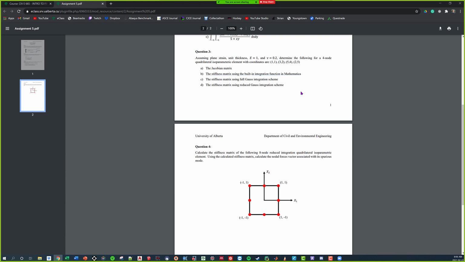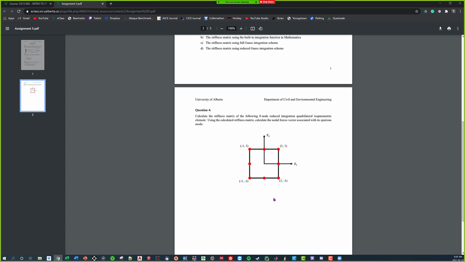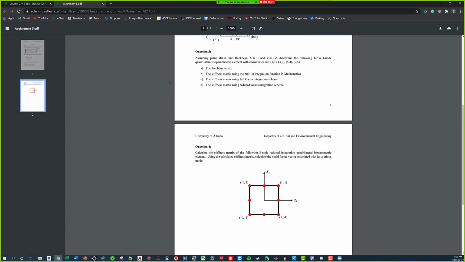Question number 3, we are going to do together in class today, so that's not going to be a problem. And then question 4 is just a nice easy question that takes the code that we did for question number 3, we modify it a little bit. We essentially have question number 4, so it's not going to be too bad.